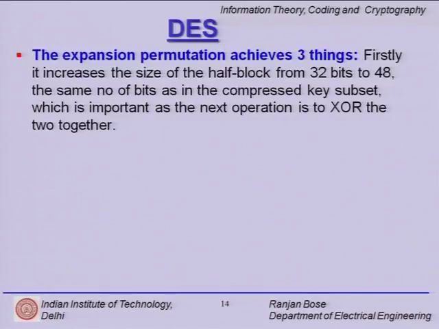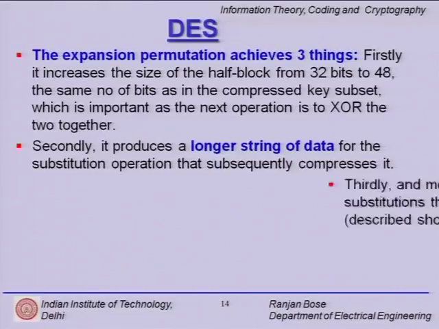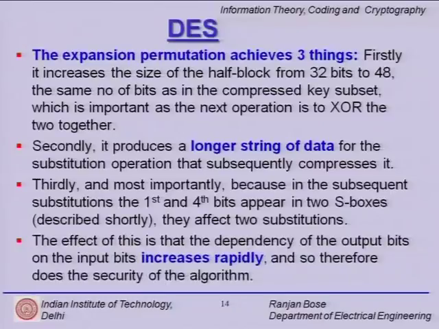But what does this buy us? This expansion permutation achieves 3 things. Firstly, it increases the size from 32 bits to 48 bits. It produces a longer string of data for the substitution operation that subsequently compresses it. And most importantly, because of the subsequent substitutions, the first and the fourth bits appear in 2 S boxes, which we will describe shortly. S boxes stand for substitution boxes, and the effect of this is that the dependency of the output bits on the input bits increases rapidly, and so therefore, does the security of the algorithm.